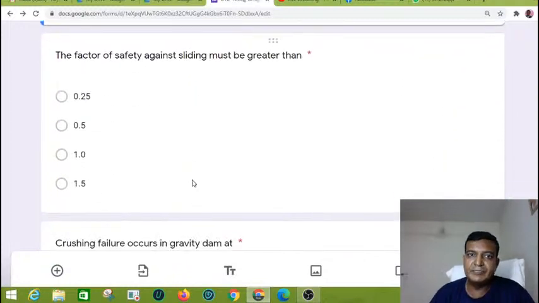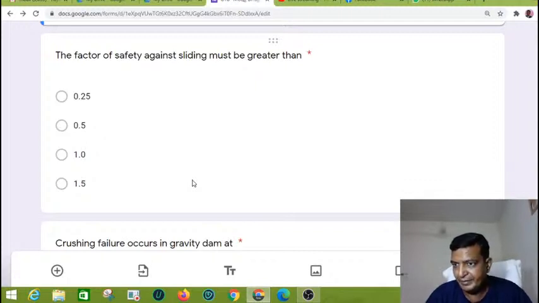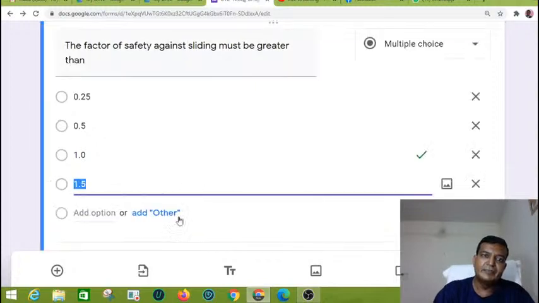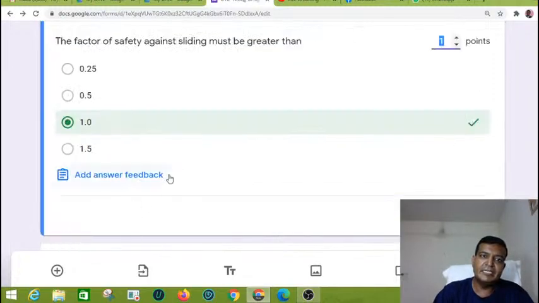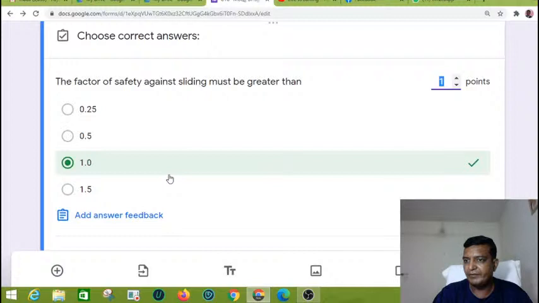The factor of safety against sliding must be greater than. See, here one thing we should be very clear in our mind, that no factor of safety must be less than 1. The 0.25, 0.5, there is no scope for that. Yes, 1 and 1.5. So 1.5 will be too much, and that is how 1 might be an appropriate answer. See, logically the answer is 1.